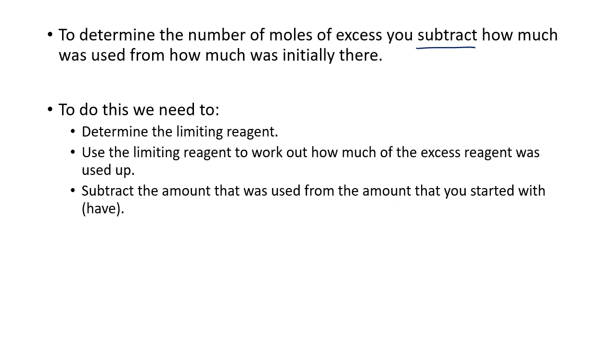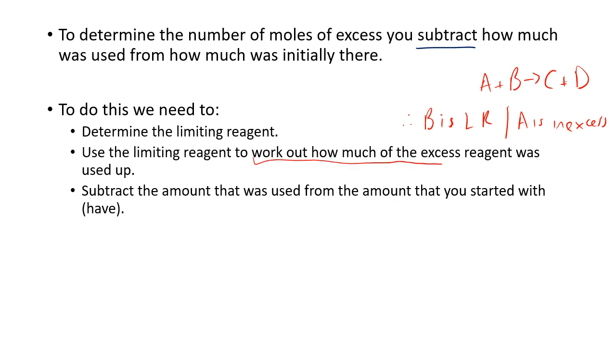Okay, how much of the excess reagent was used up? So again, if we use our A plus B makes C plus D example, let's just say that B is the limiting reagent. That means A is in excess. If A is in excess, we have to work out how much of the excess reagent was used up.